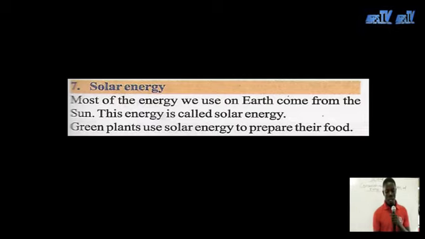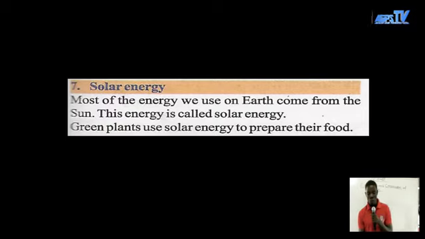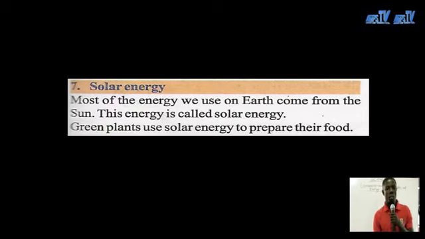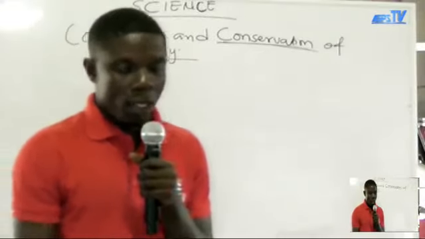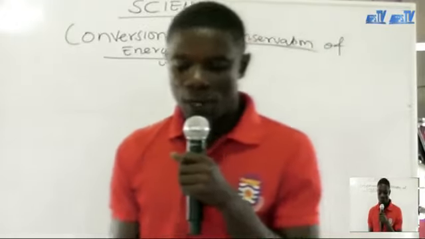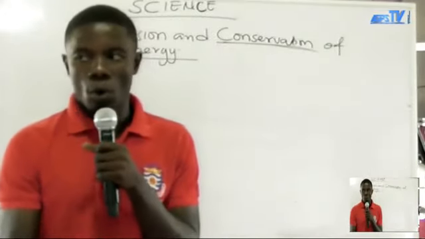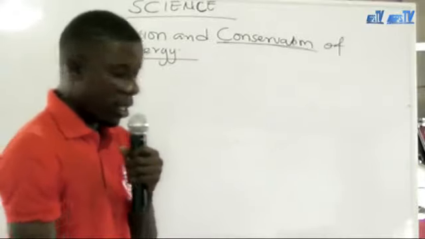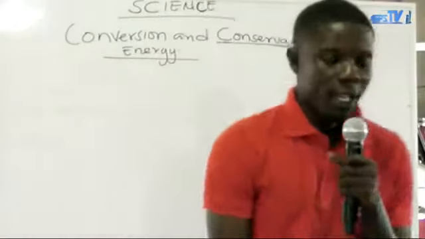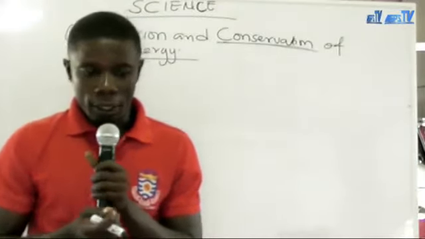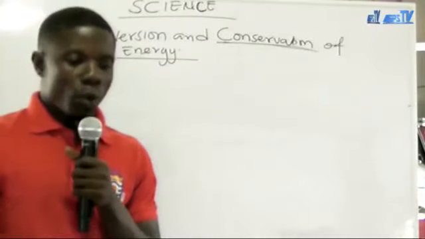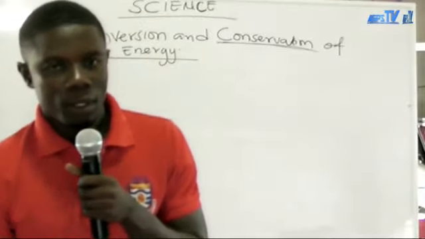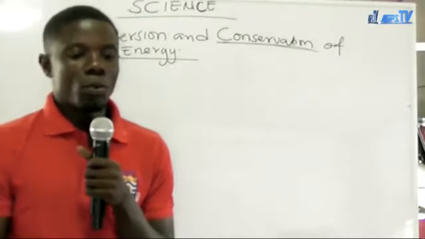Green plants use solar energy to produce their food. And this process is known as photosynthesis. So the sun is very important. Without the sun, the plant cannot manufacture its own food. And we all depend on the sun for survival. The plant uses the sunlight to produce its own food. And after that, we also go there to harvest the food produced by the plant. So we all depend on the plant for survival. The sun energy also produces vitamin D, which also boosts the immune system. It is very important.